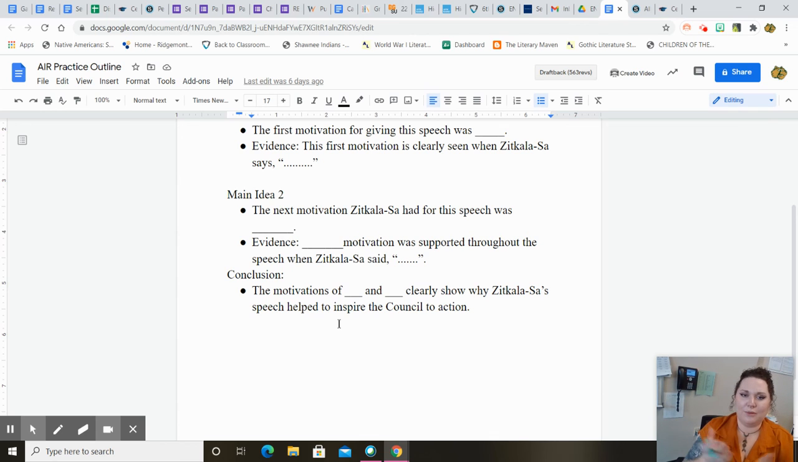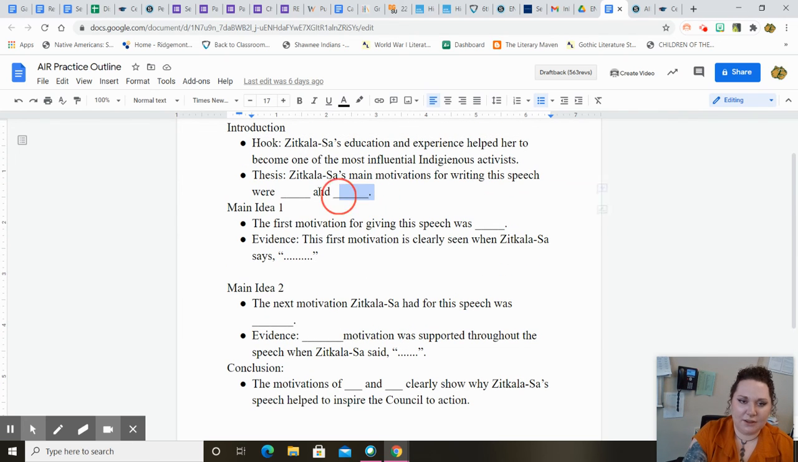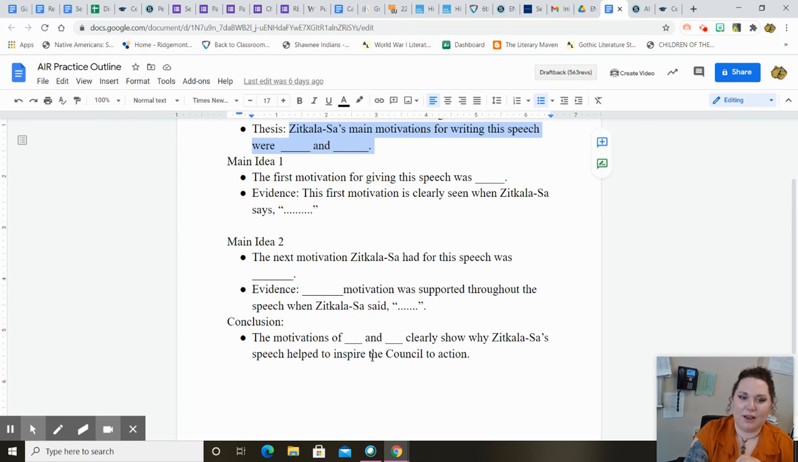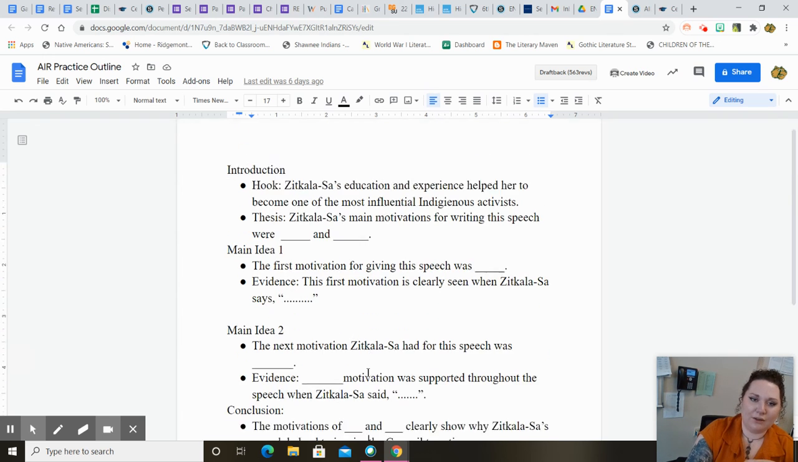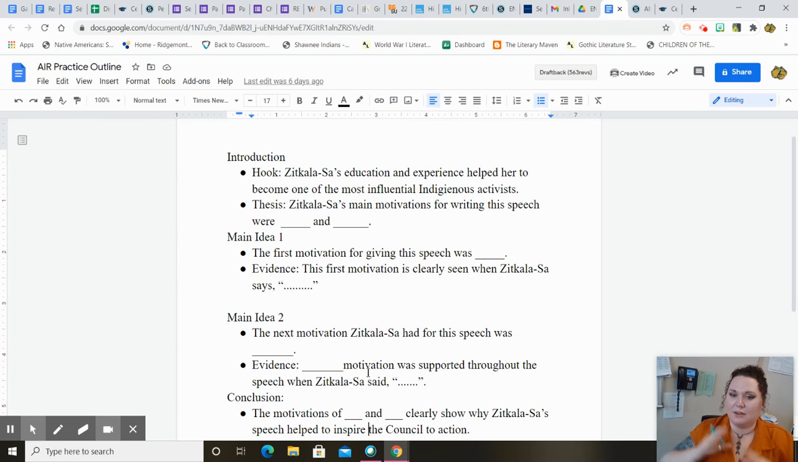Okay, so you're giving me the two main ideas, topic sentence, evidence, and then your conclusion is all about wrapping up, summarizing, and focusing on the importance of your topic. Do not just take your thesis and copy and paste. Okay, you need to rephrase it and put it in new words. So I've rephrased mine by swapping it and saying the motivations of blank and blank clearly show how Zitkala-Ša's speech helped to inspire the council to action.